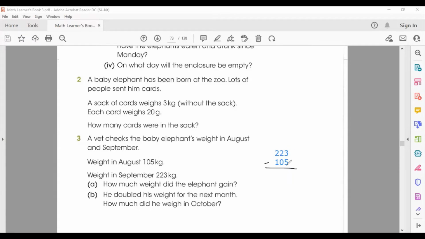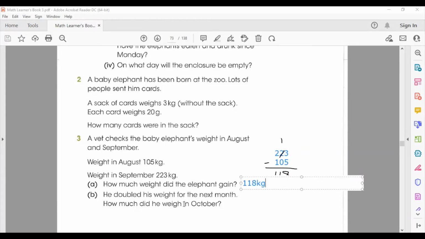So it's coming 5 minus 3, minus 5, not possible. Take 1 from here. 13 minus 5. 5, 6, 7, 8, 9, 10, 11, 12, 13, 8. It's coming 8. Here 1 remaining. 1 comes down, and 1 comes out. 118. So we write here, how much weight did the baby elephant gain? 118 kg.